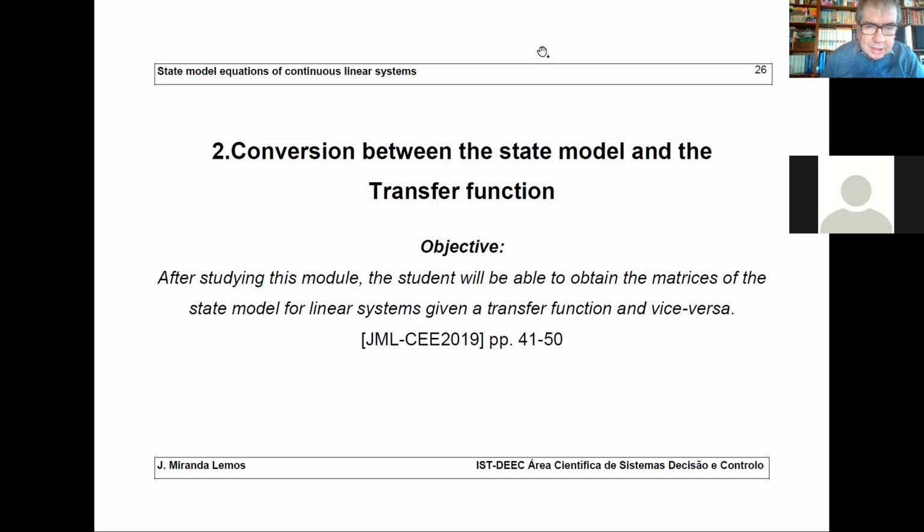So I will start by considering the problem of, given the state model, finding the transfer function. I have a slide on that, but instead of showing you the slide, what I will do is appeal to you to help me.